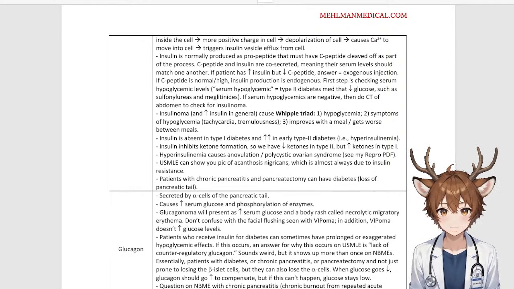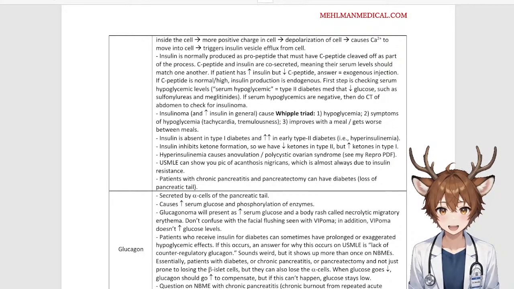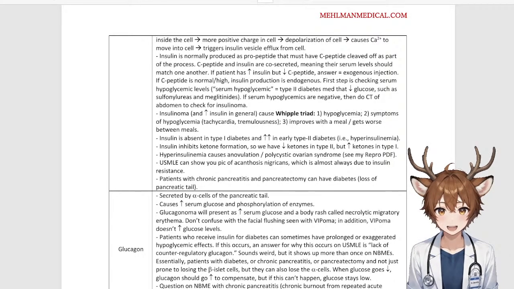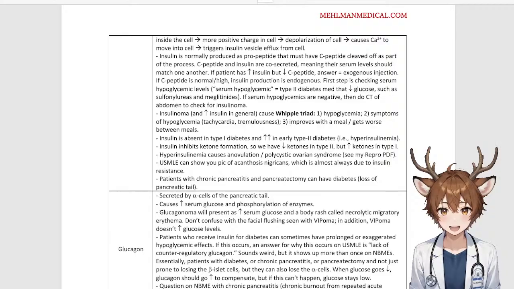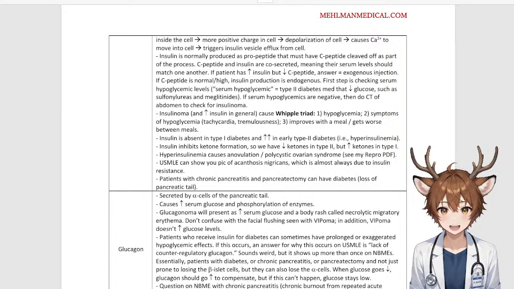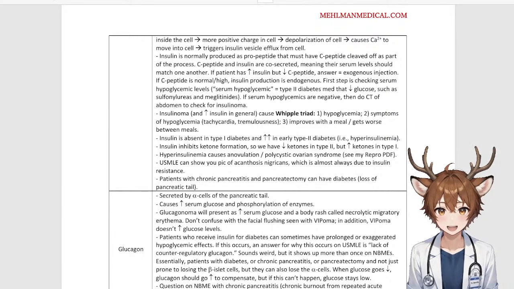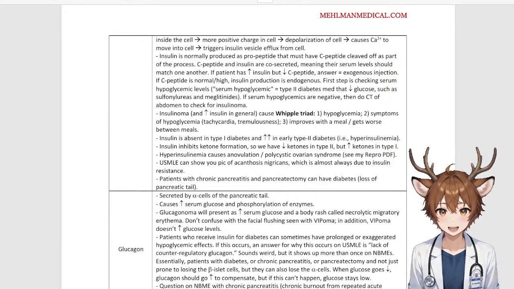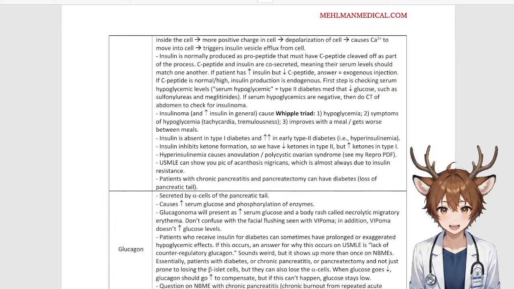Hyperinsulinemia causes anovulation/polycystic ovarian syndrome. See my reproduction PDF. USMLE can show you a pic of acanthosis nigricans, which is almost always due to insulin resistance. Patients with chronic pancreatitis and pancreatectomy can have diabetes, due to loss of the pancreatic tail.